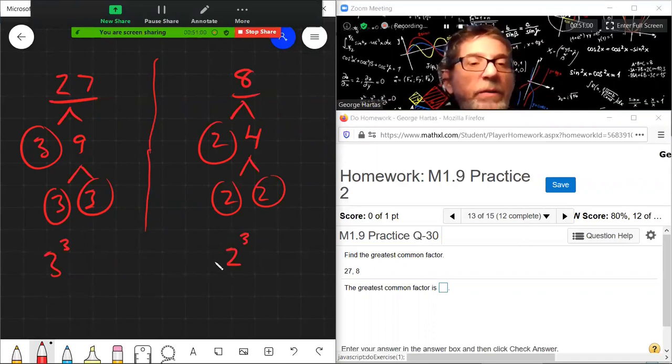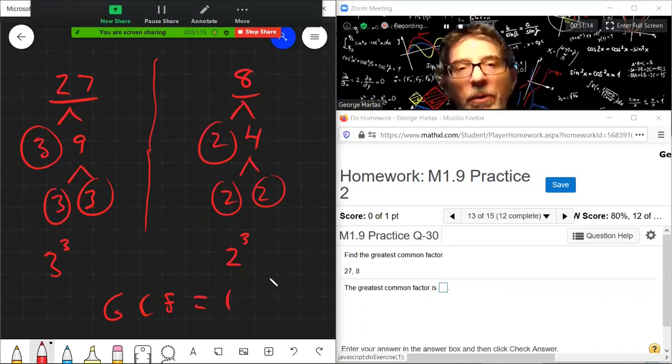So whenever you have a situation where you don't have a number that's common to both at all, we can say that the GCF, the greatest common factor, really is 1, because 1 times anything is that number. All right, see that? 1 times this is this, 1 times that is that, and 1 is common to both. So the greatest common factor is 1.